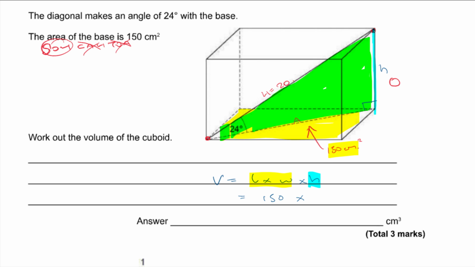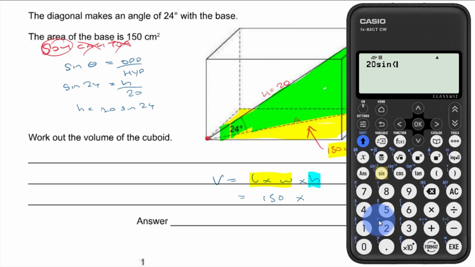Okay, so putting in the things that we know into the formula. Sine theta is equal to the opposite over the hypotenuse. So the sine of 24 is equal to H, the height of my cuboid, divided by the hypotenuse, which was 20. Rearranging, the height is equal to 20 sine 24, and tapping that into the calculator, 20 sine 24 comes out to be 8.13 and change, equals 8.13.